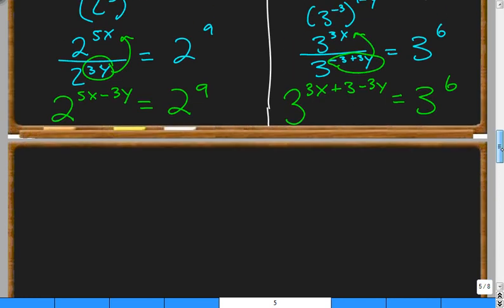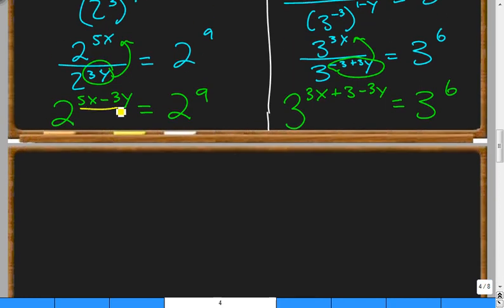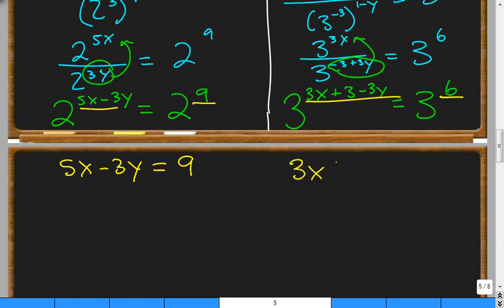So here I can say that 5x minus 3y equals 9. And on the other side, I can say that 3x plus 3 minus 3y equals 6. And I want to go ahead and solve these. Now, one very easy way for us to go about doing this is we could solve for y on both sides. That would allow us to converge the y's together, which is what I'm going to do.